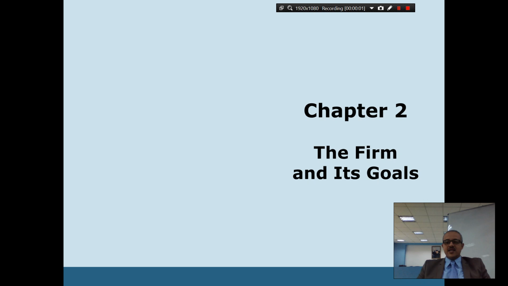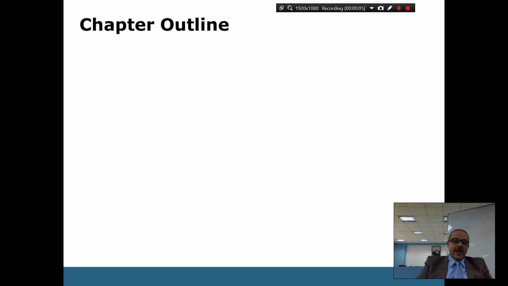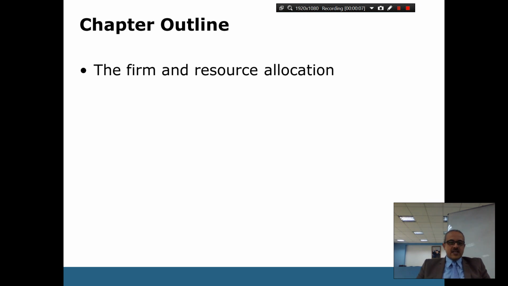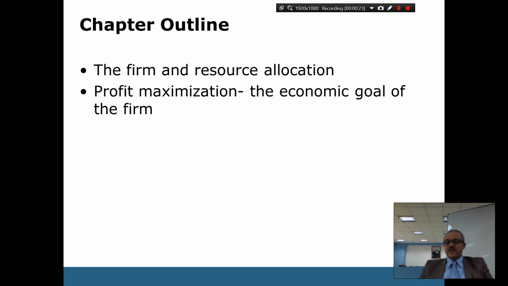Chapter 2, Managerial Economics, talks about the firm, its goals, and the chapter outline talks about the firm and the resource allocation. And the main point for Chapter 2 talks about the importance of allocating resources. Because remember, in economics, we talk about resources. And we're talking about profit.